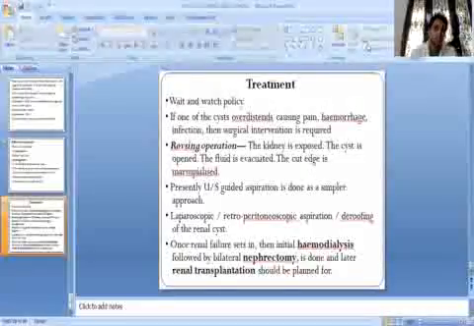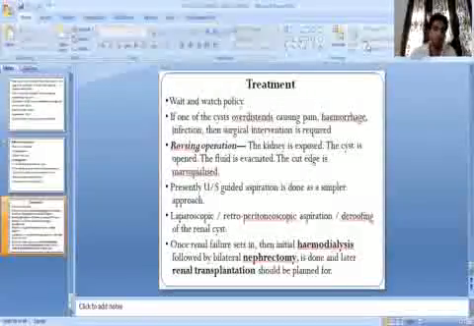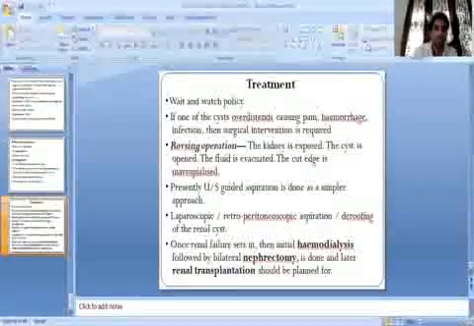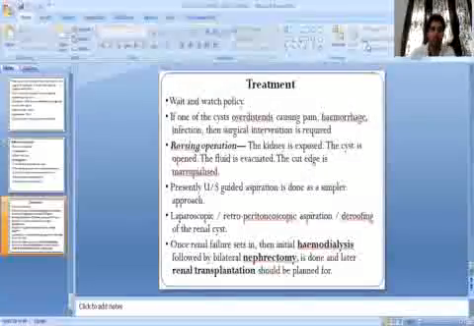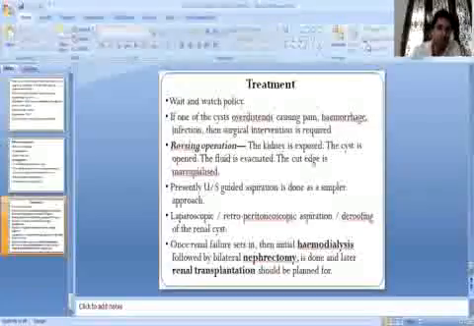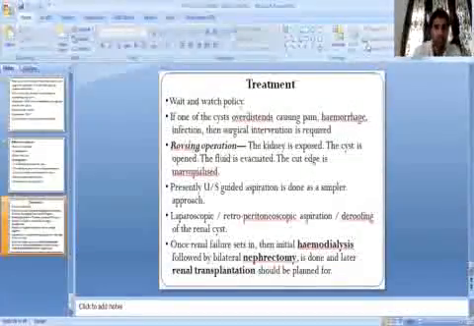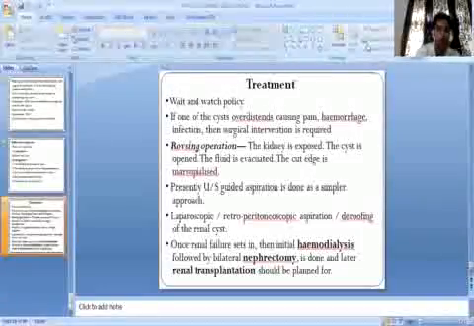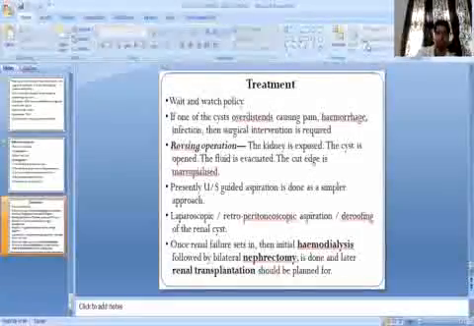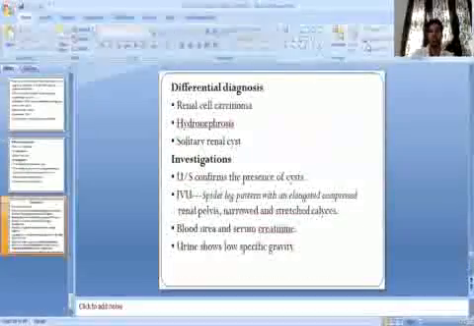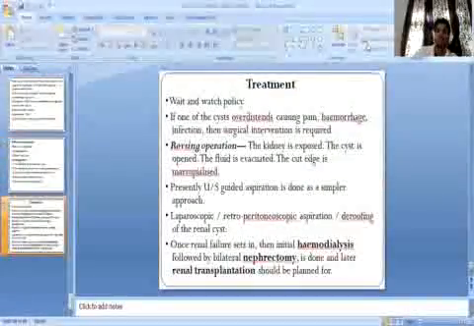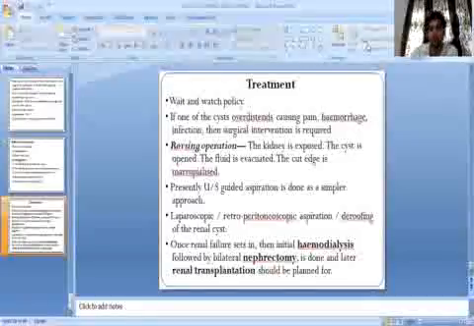Presently, ultrasound-guided aspiration is done as a simpler approach. Laparoscopic or retroperitoneoscopic aspiration and de-roofing of the renal cyst can also be done. Once renal failure sets in, initial hemodialysis followed by bilateral nephrectomy is done, and later renal transplantation should be planned for. So, students, this is all about polycystic kidney disease, clinical features, diagnostic tools, differential diagnosis, and treatment.